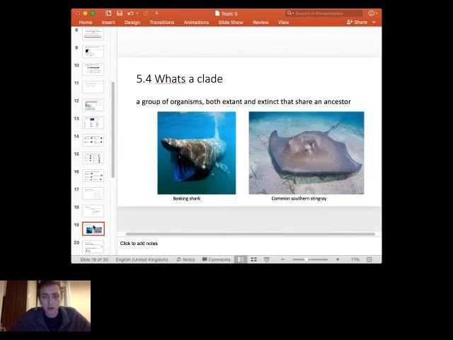Okay, but so what exactly is a clade, right? This is just going to be a group of organisms that have the same ancestral path. So they have somehow originated from the same species at some point in time. So for example, we could take this basking shark and the common southern stingray, and at some point in time, they will have had a common ancestor, which means that they form part of the same clade. Now, if you go back far enough, then eventually you could determine that everything is part of the same clade, but you have to be relatively specific and try and keep it focused within a certain amount of organisms, okay?